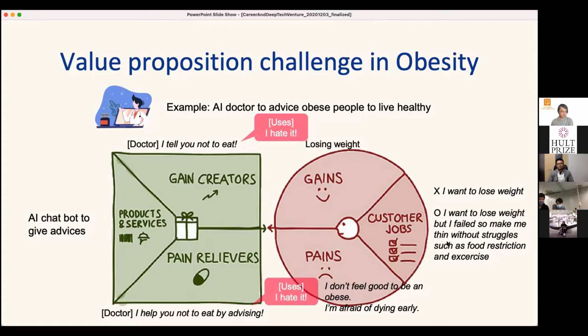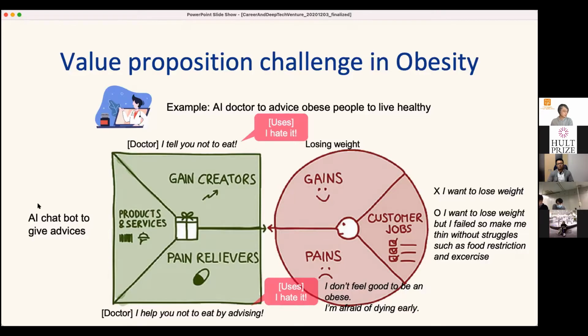the process of losing the weight, which will cause bad feelings. So I don't feel good being obese, but I'm afraid of dying early. This type of customer is the main target.